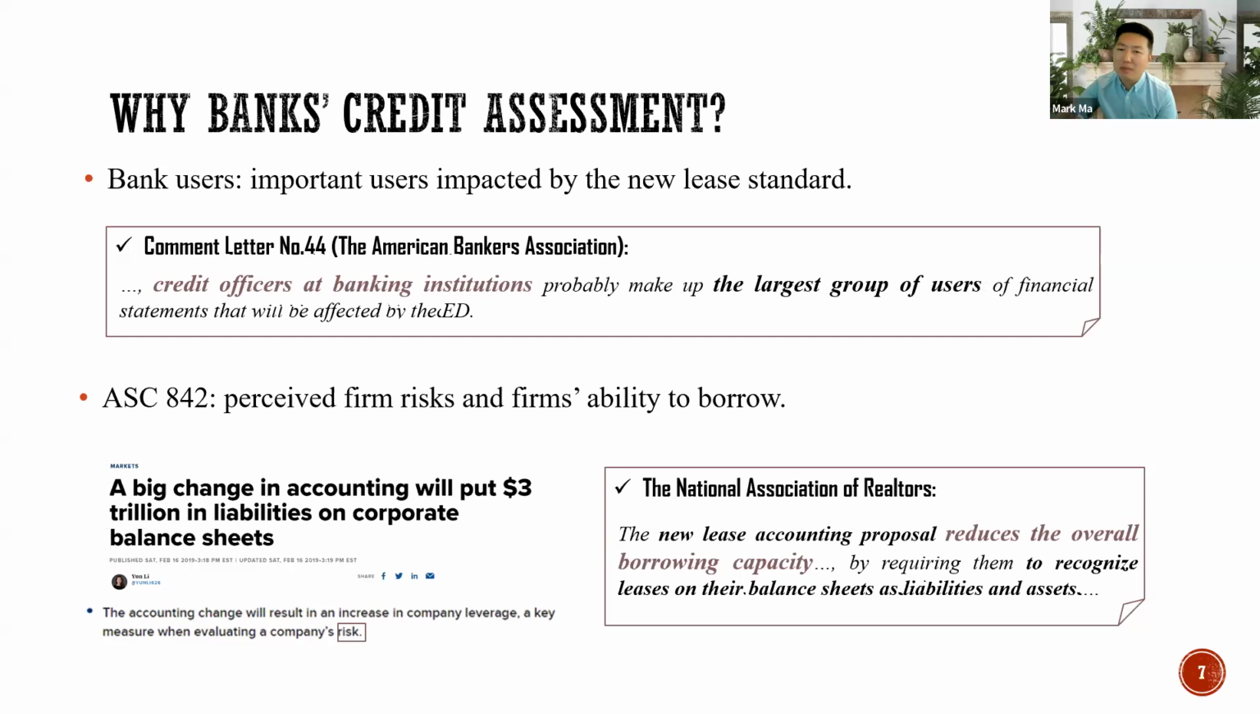So I think most of the concerns here in the discussion related to lease accounting is that a lot of firms or practitioners are saying the application of the new standard will change the financial ratios. As a result, they will violate the covenants.